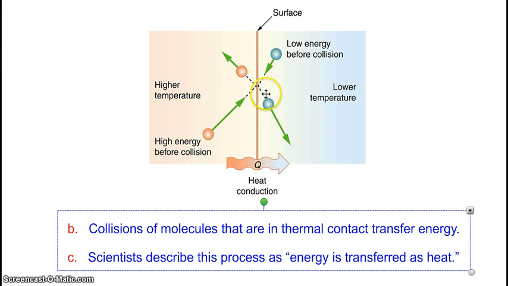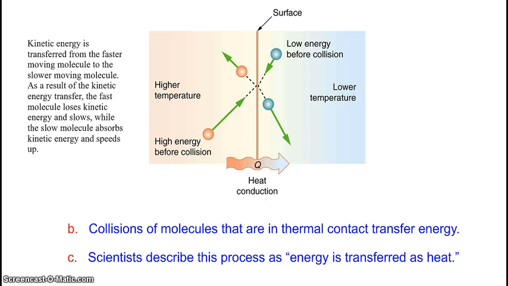lower energy particle. The molecule that transferred some of its kinetic energy loses that kinetic energy and then slows down, cooling off. The molecule that received or absorbed the kinetic energy speeds up and its temperature increases.